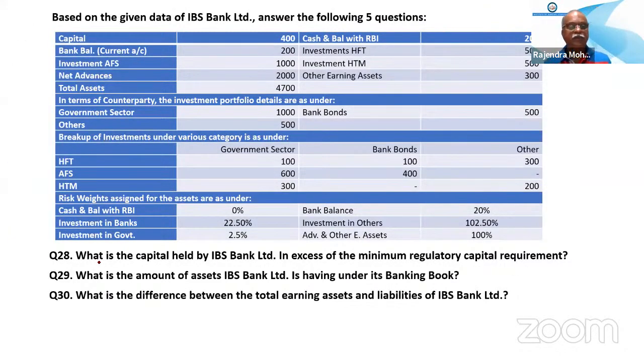Next question, same data. What is the capital held by IBS Bank Limited in excess of the minimum regulatory capital requirement? What is the total RWA we have got? How much was the RWA in the first question? 2990. If the regulatory requirement is 9%, how much will it be? This will be the required capital. 2990 into 9% is how much? 269.1.